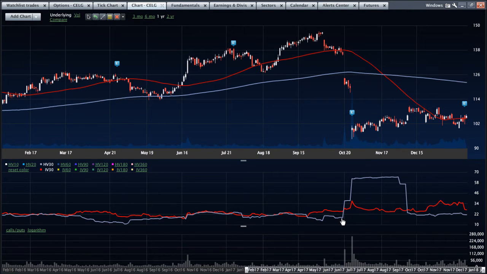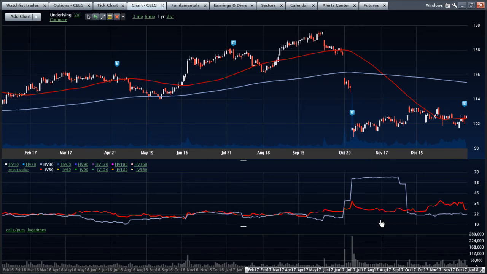Also, you can see the blue line's historical, HV30, historical volatility. It's the historical volatility over the last 30 trading days. Obviously I have data for many, many days, but it's calculated off the last 30 trading days. And the red line is the implied volatility, the current volatility for the last 30 trading days.